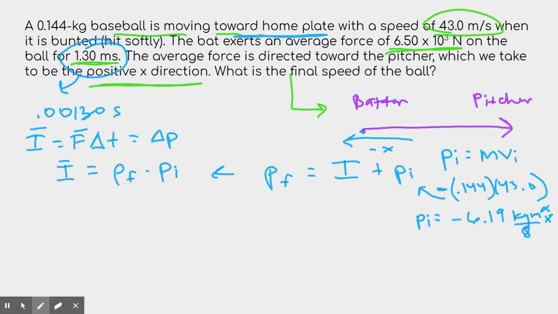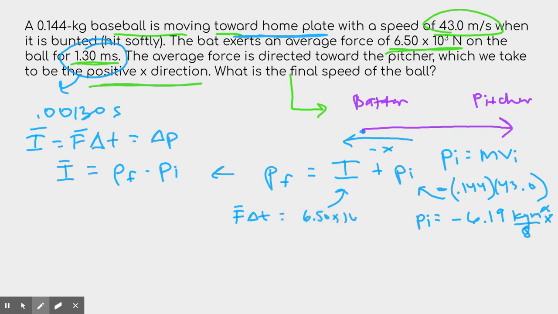Okay, so we have our initial momentum. We've also been given all the information we need to find the impulse, because we just need the force multiplied by the time. So let's go ahead and find that as well.